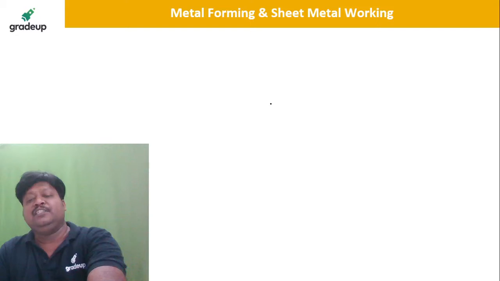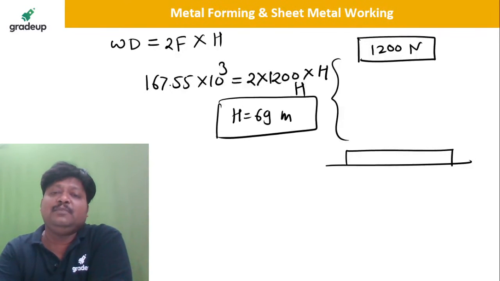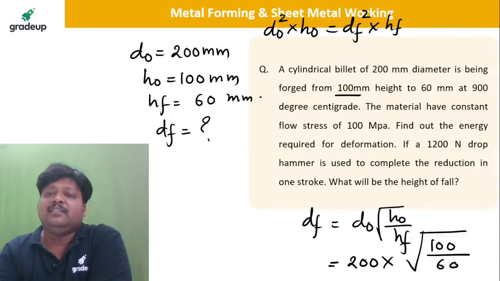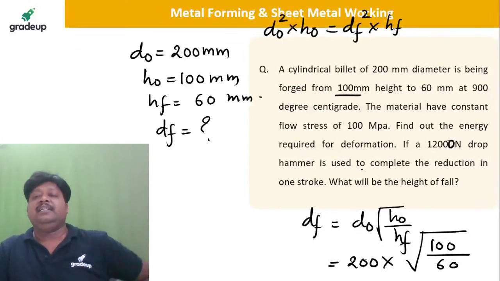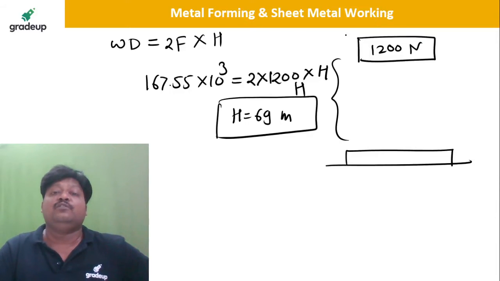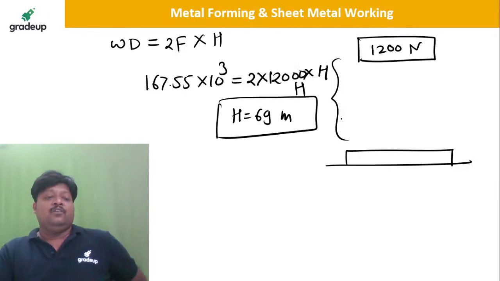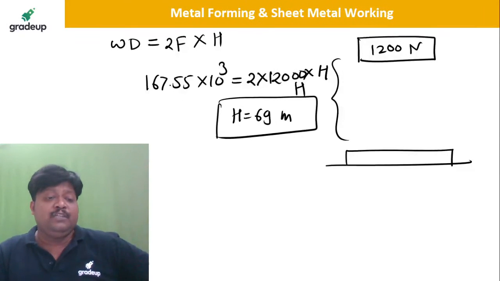So I hope this is beyond a practical thing. Whatever the dimensions we have here, 200 mm diameter, 100 mm height, 60 mm, if we take 1200, okay, not 1200, it is a 12 kilonewton drop hammer, because it is not a practical thing. If you do like this, it is 12,000 Newton, 12,000 Newton. Yes, of course, in meter. So according to Pratik, what should be the answer?